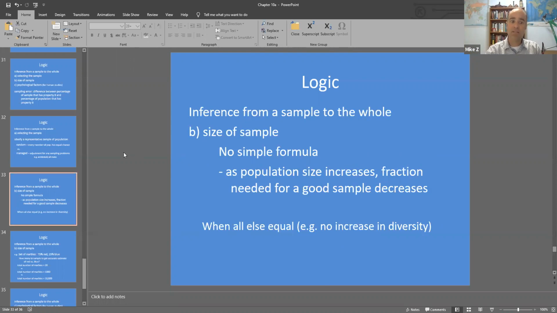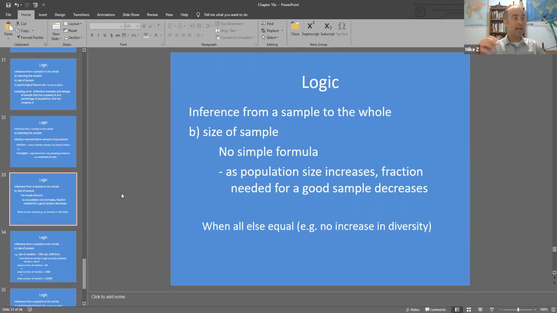Then the size of the sample, how big does the sample need to be? Well, as they talk about in the book, there is no simple formula for this. There's no standard number. But what we can say is that as the size of the population, the whole group, gets bigger and bigger, the sample that you draw from that whole group needs to be a smaller and smaller percentage of the total.